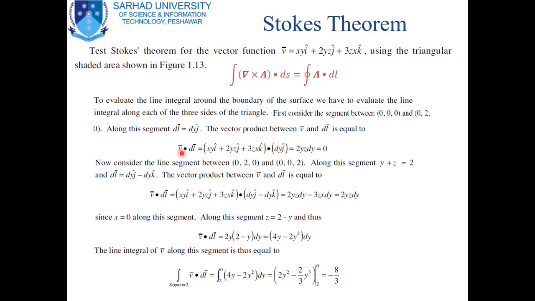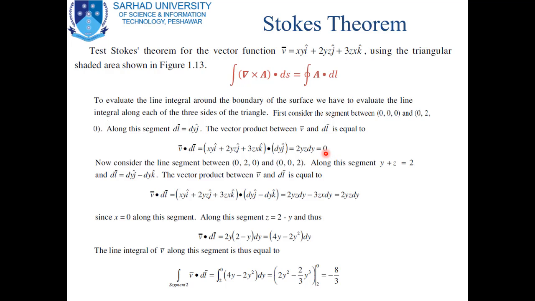So when we apply it with v in a dot product, we will have 2yz dy, as z is equal to 0. So if you put z equal to 0, our whole function, v dot dl for the horizontal segment, will be equal to 0.